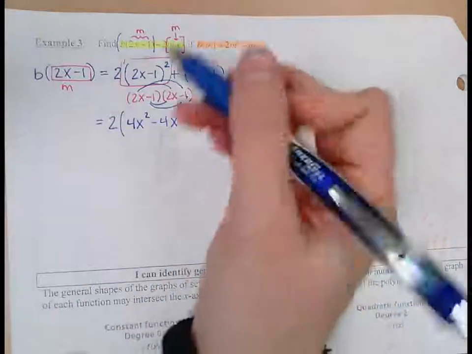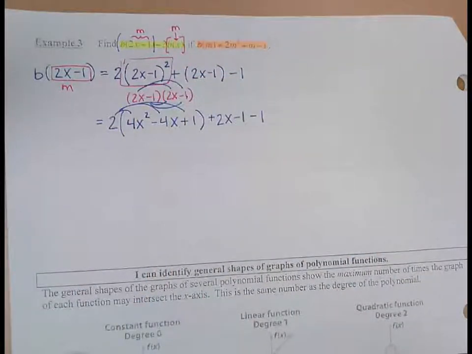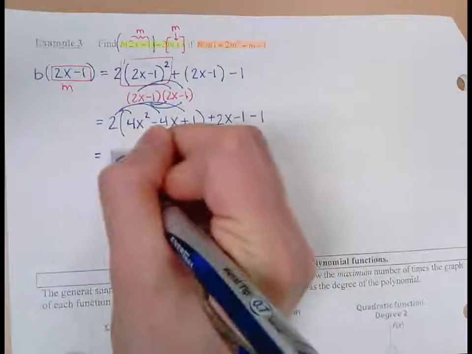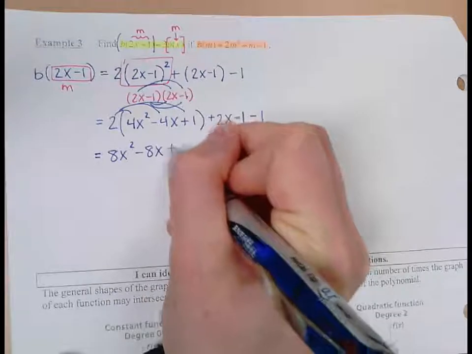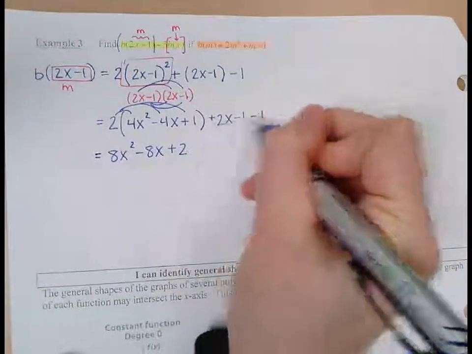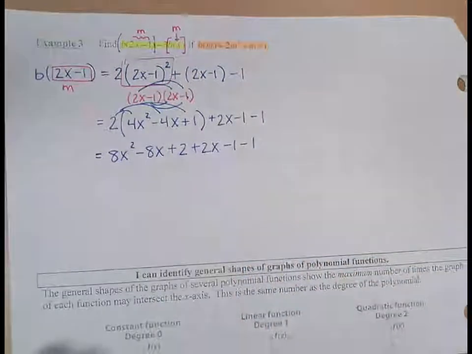Continuing to simplify, then I would distribute the 2 to the 4x squared minus 4x plus 1. So that would be 8x squared minus 8x plus 2. And then I'm just going to rewrite everything. I'll just combine everything in the last step.